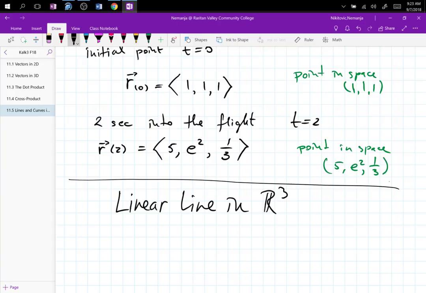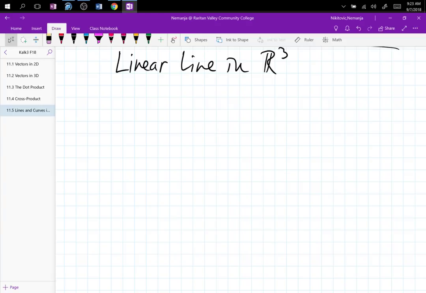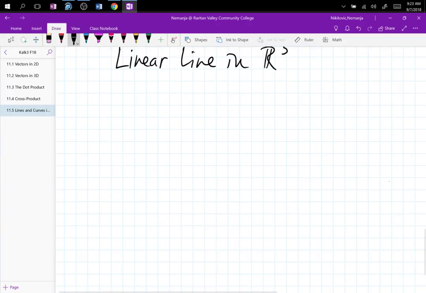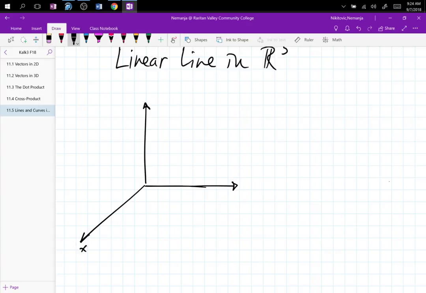A linear line must have, again, parametric equations in terms of vector valued function. Let's draw the linear line in 3D space and derive the equation from there. If you are honors option, you are responsible for this derivation. It could be on the test.